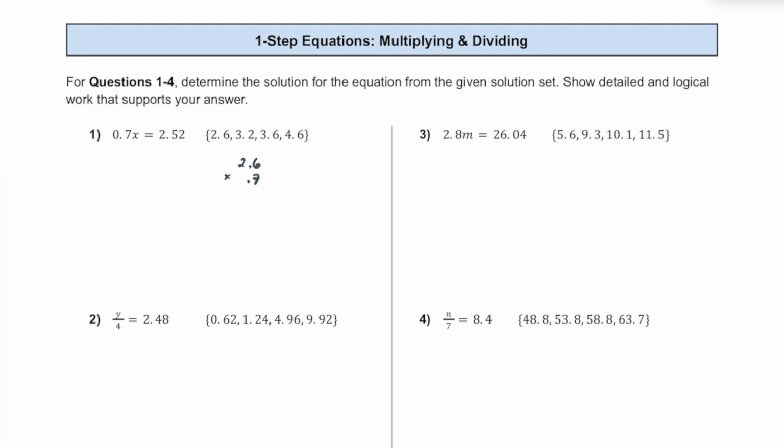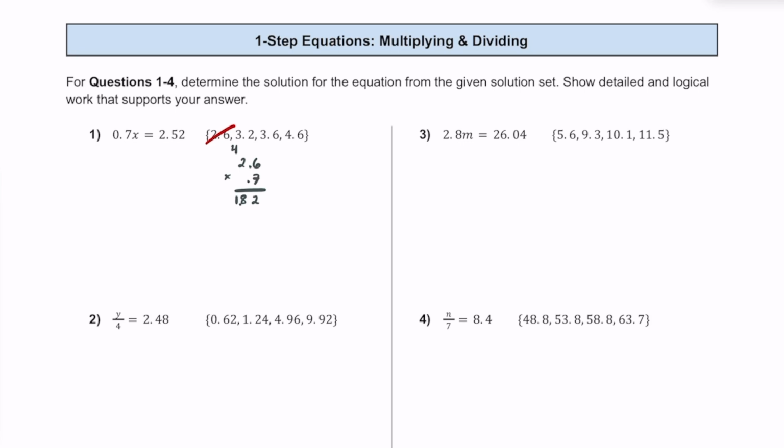what are we going to get? Well, if you multiply this 2.6 by 0.7, it's going to get smaller because 0.7 is less than 1. So that's going to be 42, then 14 plus 4 is 18. So this is going to be 1.82. That gets smaller, so that can't be the right answer here. This 2.6 doesn't get us what we are looking for.